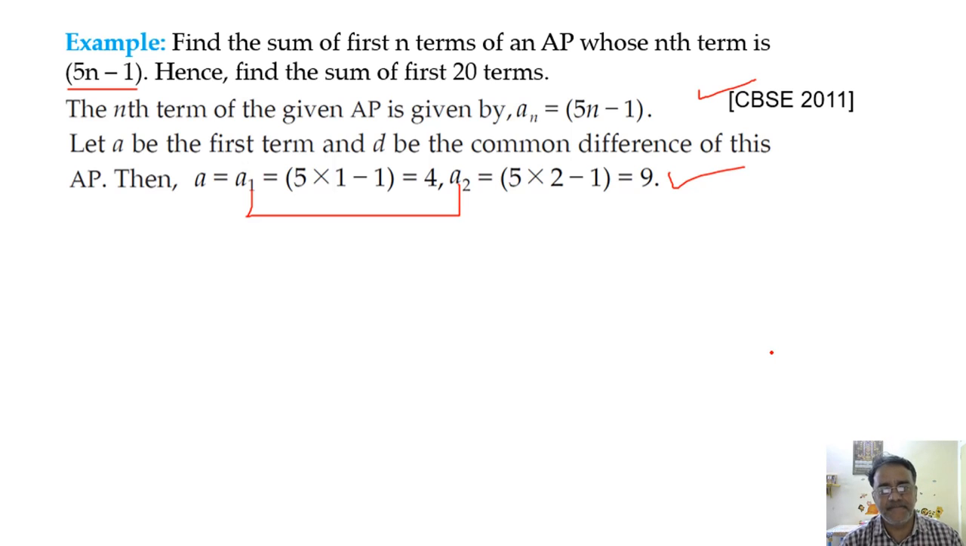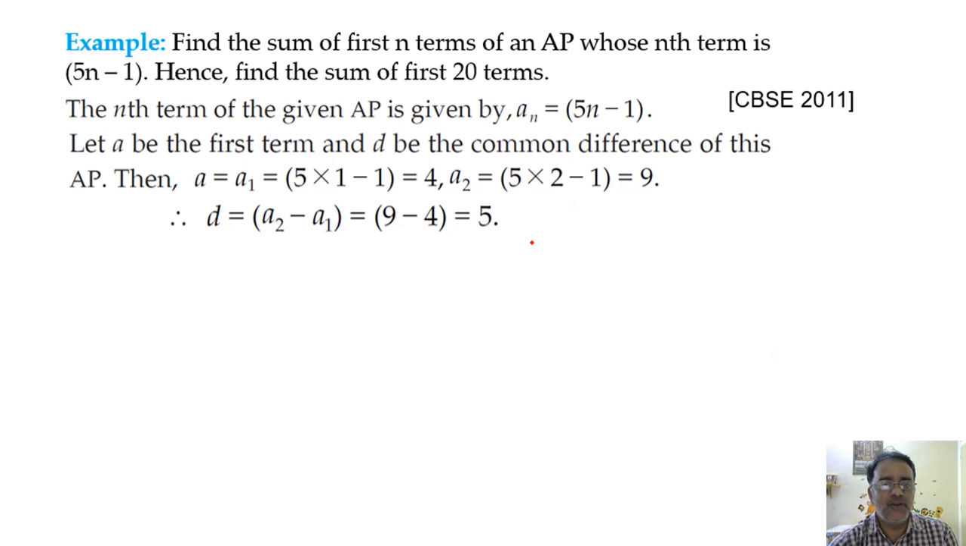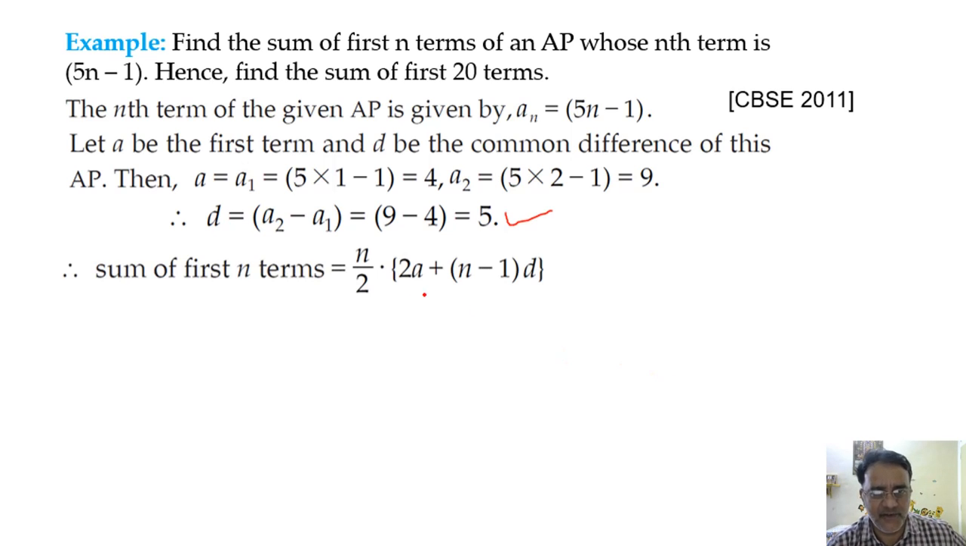How much are you getting? 5. Right. So d equals a2 minus a1, that is 9 minus 4 equals 5. So now we have the values of a and d. Now we are going to write the Sn formula, n by 2, 2a plus n minus 1 into d. Now we'll substitute the values of a and d, then simplify. The value of a is 4 and the value of d is 5.